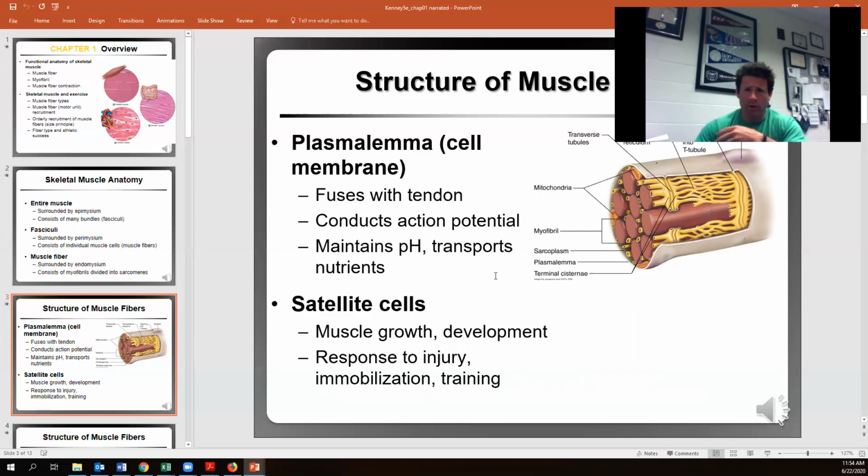We also have our mitochondria, the powerhouse of the cell. Type 1 muscle fibers are going to have a lot more mitochondria, but you can also increase the mitochondria in your fast twitch fibers by doing aerobic style training specifically with those fibers.